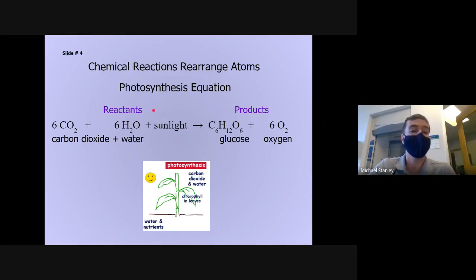So again, we had O's and H's and C's in the reactants, which means that we have to have O's and H's and C's in the products. No more different atoms and no fewer atoms. Only rearranging the ones that we start off with.